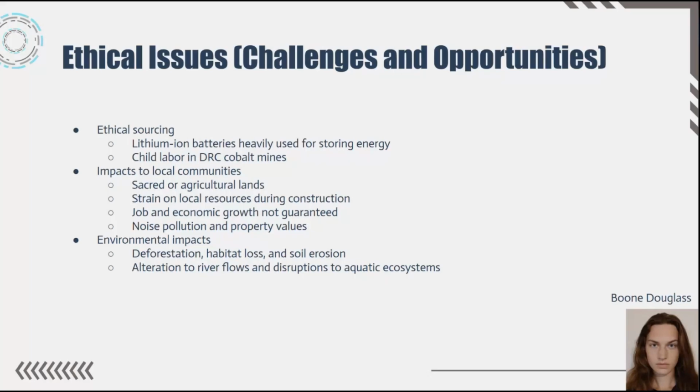There are also some environmental impacts like deforestation, habitat loss, and soil erosion that are results of creating these farms, like clearing space. Hydropower can also alter river flows and disrupt aquatic ecosystems.